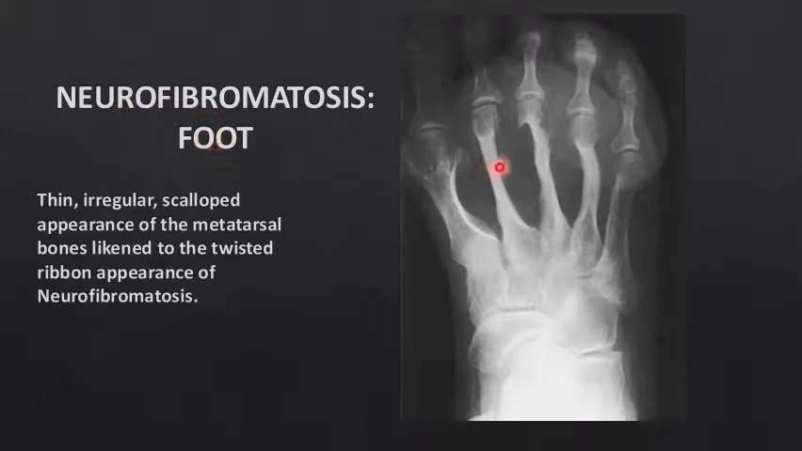Neurofibromatosis of the foot. This is a case where there are multiple neurofibromas involving the nerves of the foot, causing pressure erosions of the metatarsal bones, giving them a classical ribbon-like appearance.